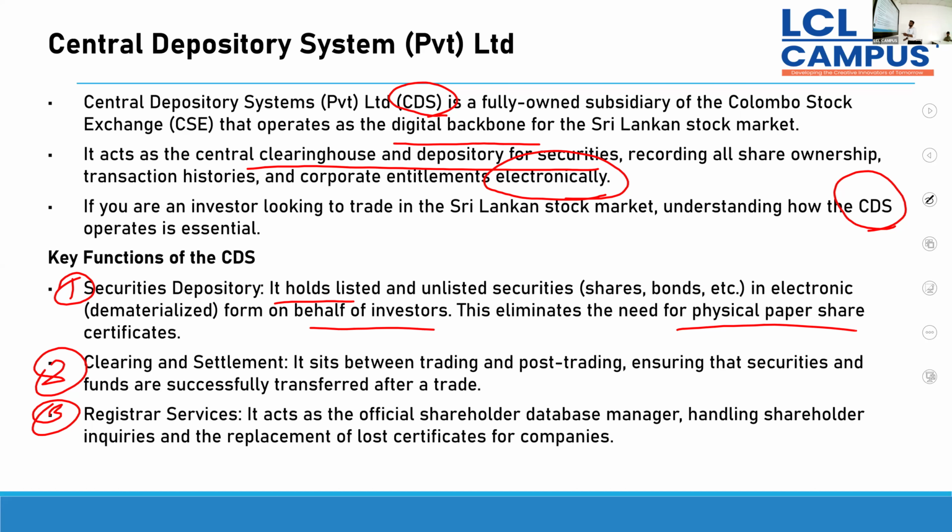Second one is clearing and settlement. It sits between trading and post-trading, ensuring that securities and funds are successfully transferred after a trade. So there should be an assurance. If you are making a significant amount of transactions electronically, there should be security as well as assurance. It is provided by this CDS, clearing and settlement. This function enables you to ensure that the transfers or the trading happen properly and securely.